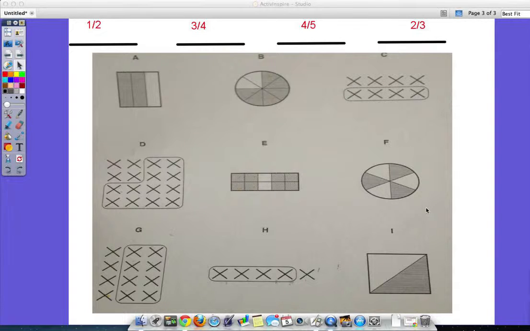Welcome to the third video installment of the many names of fractions. This video assumes that you have an understanding of the first video, which is renaming fractions to a higher denominator, and the second video, which is renaming fractions from a higher denominator to a smaller one in simplest form.